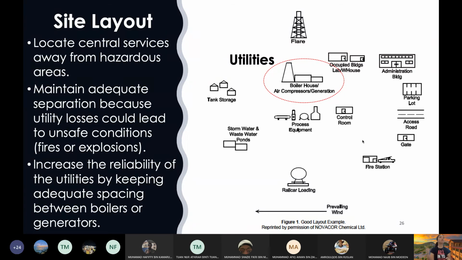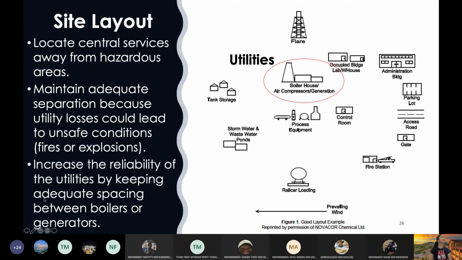Okay, so first of all, let me talk about utilities first. So utilities ni, what are the factors that you consider? First, kamu tahu utilities termasuk steam, electricity, water, heating, boilers, and so forth, right? So these utilities should be located away from hazardous area. So katakan chemical plant kamu, you know where are the areas that you have all these hazardous chemicals, make sure your utilities are located far from this hazardous area.